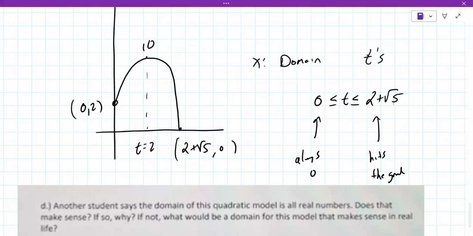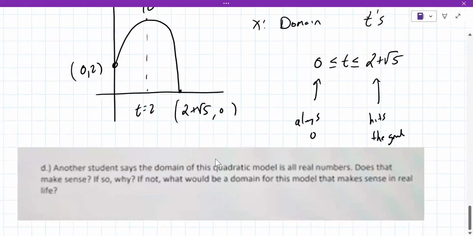Okay, so let's go back. So does it make sense to say all real numbers? And all real numbers means minus infinity to positive infinity. Does that really make sense in the context of this problem? No, because this problem only cares about when the kangaroo is jumping. Right, and so that doesn't have to do anything with it.